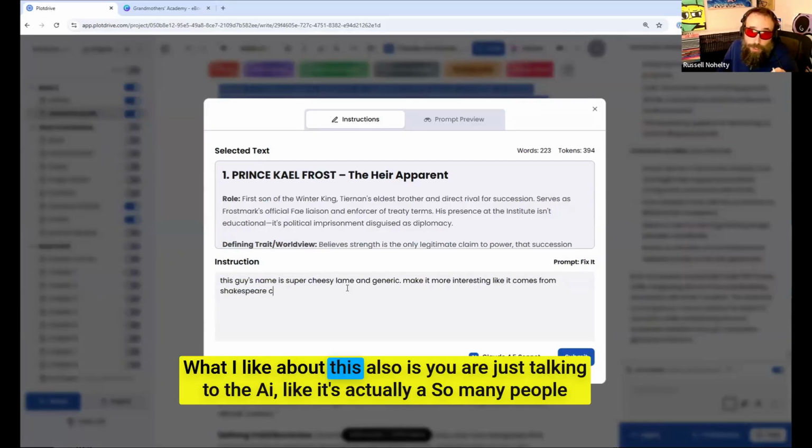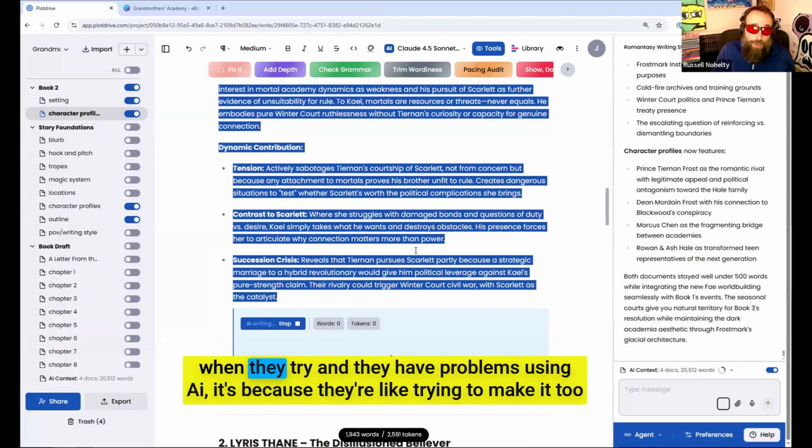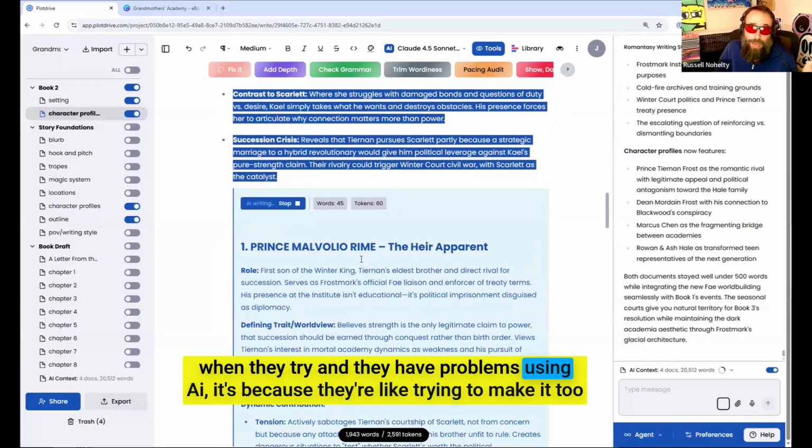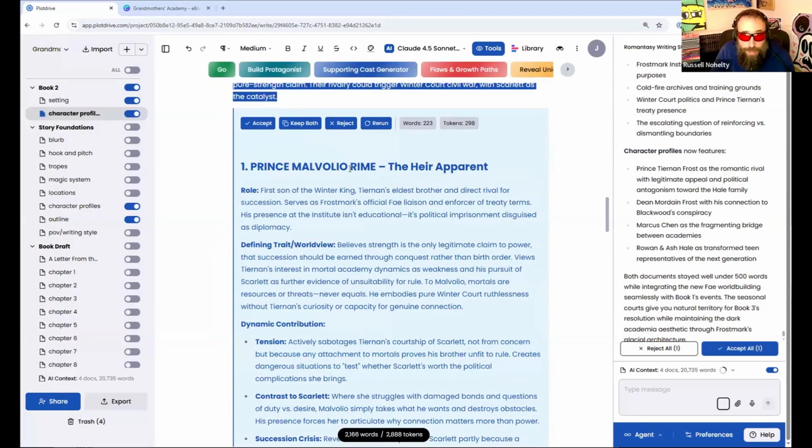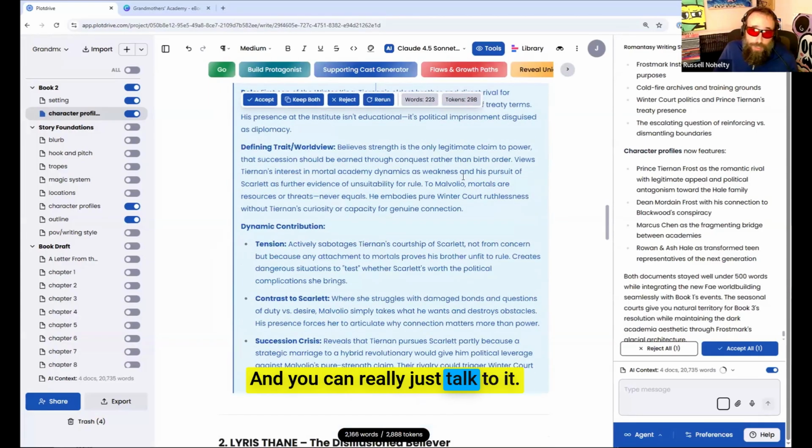What I like about this also is you're just talking to the AI like it's actually so many people when they try and they have problems using AI, it's because they're trying to make it too formal and you can really just talk to it.